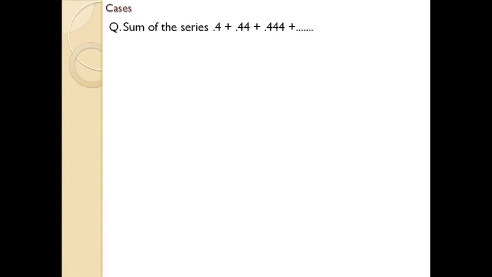Next case, sum of the series 0.4, 0.44, 0.444 and the series going like that. You need to find the sum. As we all know, for the sum of n terms in case of a geometric progression, you need a and r. Here the r is the crucial one. From the details given in the question, r is not what we are expecting, because you need a common ratio, and from the details given in the question you will not get a common ratio.